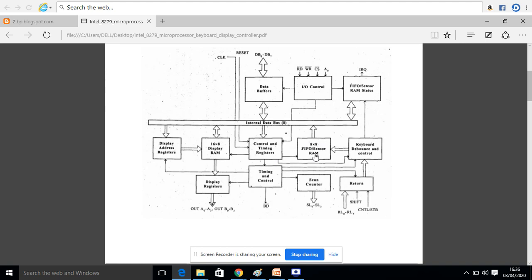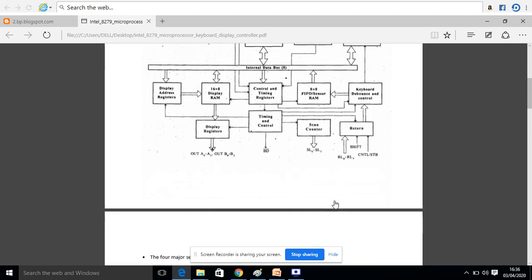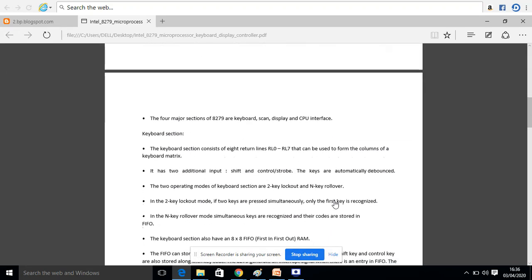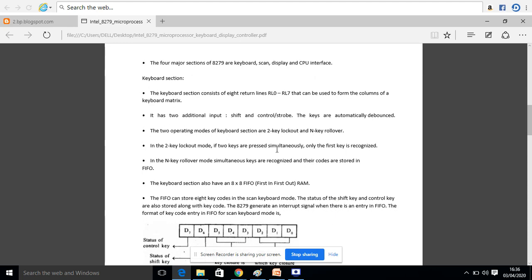This is the FIFO sensor RAM. This RAM is basically used for buffering of information of the keyboard and display device. The keyboard debounce and control is used for the keyboard section. So now we will see there are four major sections of the 8279 keyboard display controller: keyboard section, scan section, display section, and CPU interface.